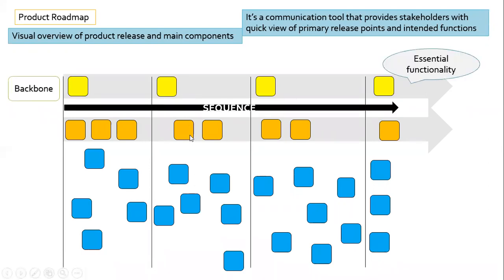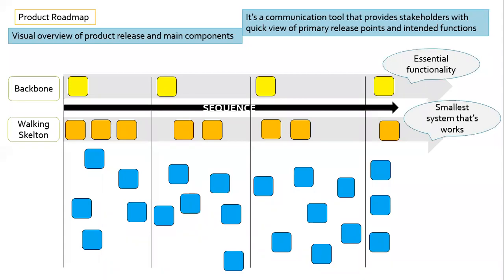And in product roadmap, the first one is backbone. So this is important. You have to know these terms. So in product roadmap, there is an element called backbone. You can see that the four yellow ones are the backbone of the product roadmap, which means that they are the must-have features or the essential functionality, which should probably be released in the first release.